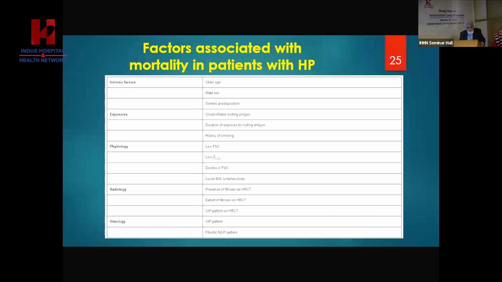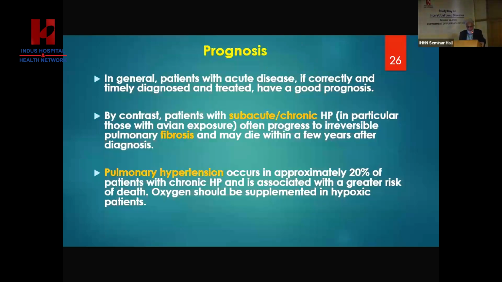The factors associated with mortality in patients with HP, most of them have been done already, but old age, male gender, non-identification of the inciting agent or non-removal of the inciting agent from the exposure, and then bad FVC to start with, and rapid decline of FVC, low lymphocytes in the BAL fluid, and UIP on the HRCT, all these are adverse factors as far as the prognosis is concerned. In general, patients with acute disease, if correctly and timely diagnosed and treated, have a good prognosis. By contrast, patients with subacute chronic HP, in particular, those with avian exposure, often progress to irreversible pulmonary fibrosis.